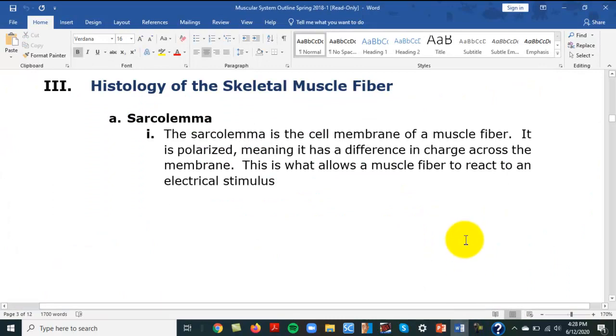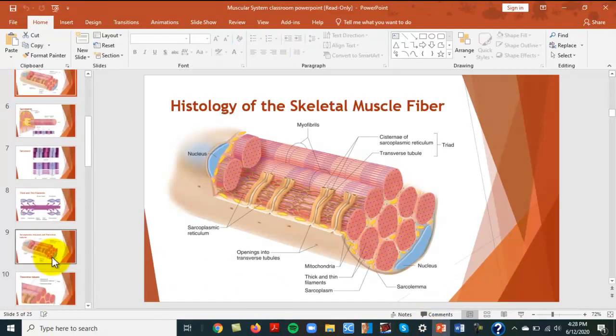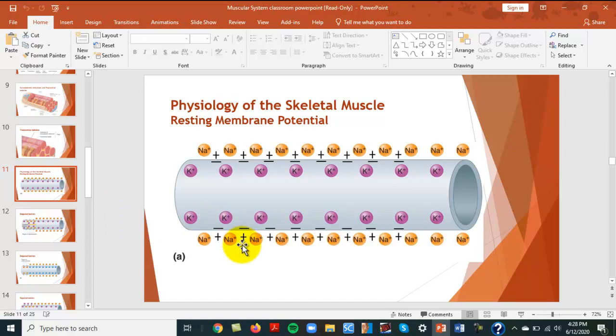So the sarcolemma would be the cell membrane. It is polarized, and in other words, it looks like this. That's the resting membrane potential of a sarcolemma. See the little plus on the outside, minus on the inside? It means it's polarized. That's how muscle fibers react to an electrical stimulus. They have to be polarized. There's more sodium ions, the Na+, located on the outside of muscle cells, in any cell in your body. There's more potassium ions, the K+, on the inside. So that's a natural setup.